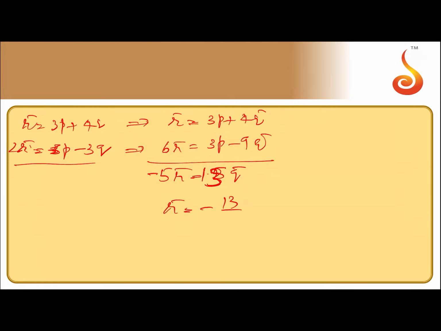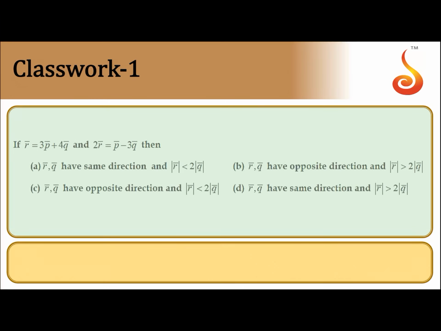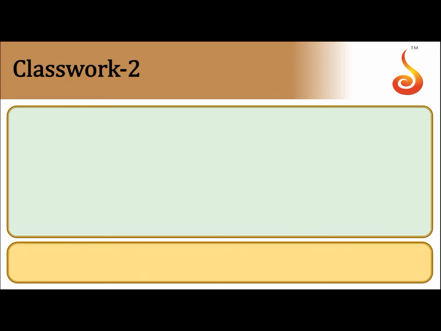Therefore, R is equal to minus 13 by 5 times Q, and the negative sign indicates that R and Q are in opposite directions. If R is in one direction, then Q will be in the other direction. No doubt they are parallel vectors, but they are unlike vectors. At the same time, the magnitude of R is 13 by 5 times the modulus of Q, which is definitely greater than 2 times the modulus of Q. So the answer is that R is greater than 2Q, in the opposite direction; the same direction is not possible. So the answer is B.